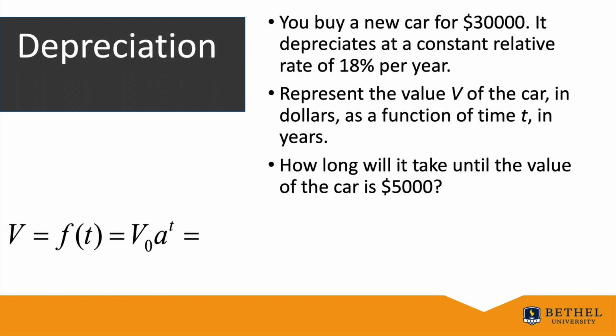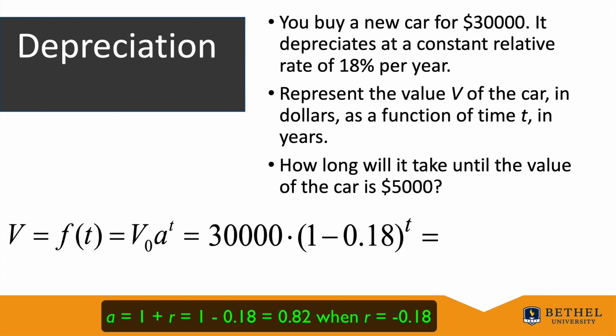The depreciation relative rate is 18% per year. That means we could say the change relative rate is negative 18% per year. In other words, r is negative 0.18. We can replace v0 with 30,000 and a with 1 minus 0.18. When you simplify that, that becomes 30,000 times 0.82 to the t power. For every year that passes, the value of the car is 82% of the previous year's value.